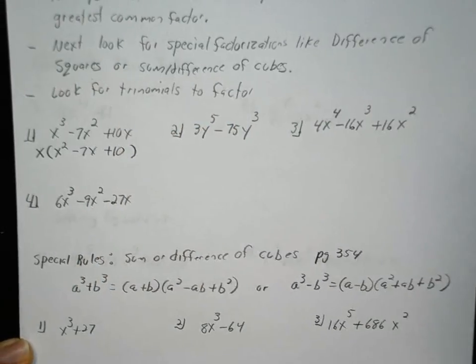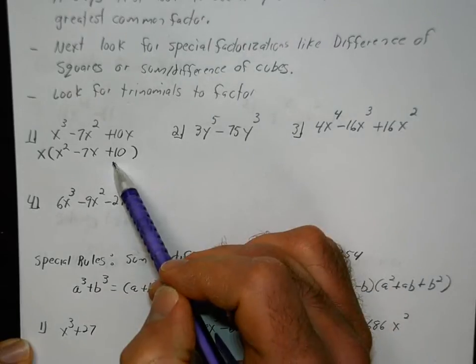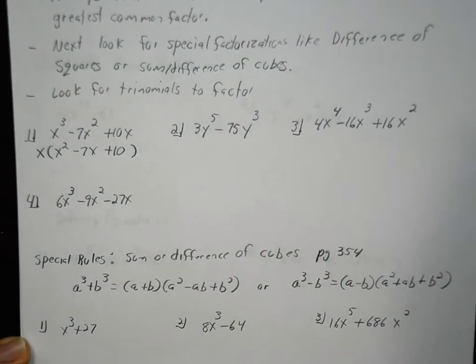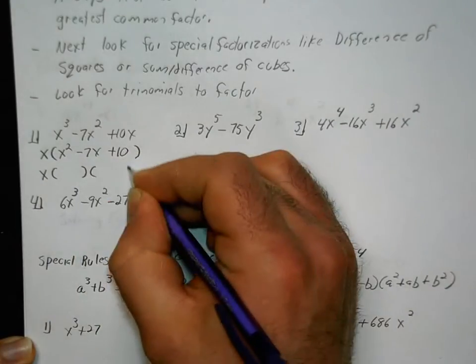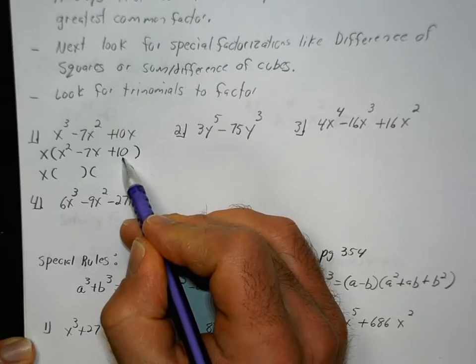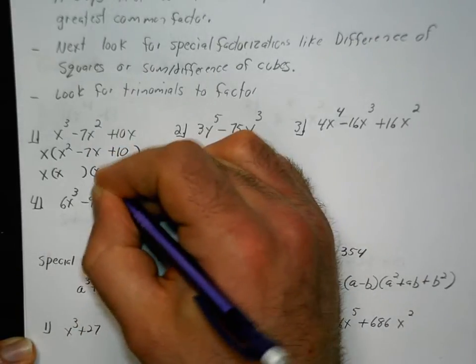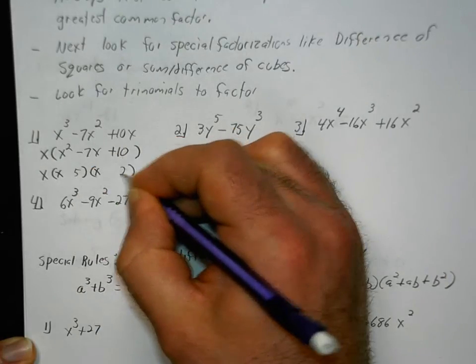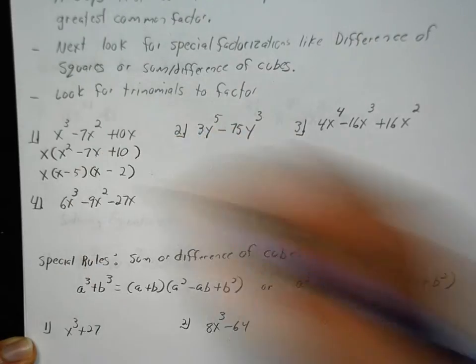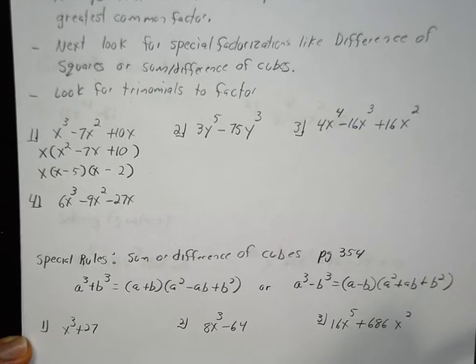Now we have to look and see if we can factor it further. Is there any special factorizations? No. Can we factor the trinomial? Yes, we can. So this one is just the diamond problem type. Two numbers that multiply to get 10 that add up to negative 7. That would be 5 and 2, both negative. Negative 5 times negative 2 is 10. Okay, so this would be completely factored. We can't go any further.